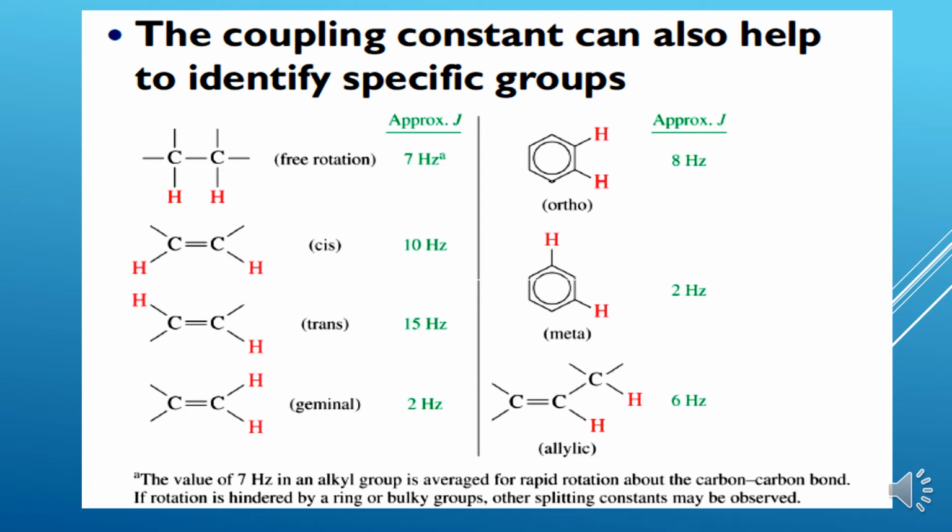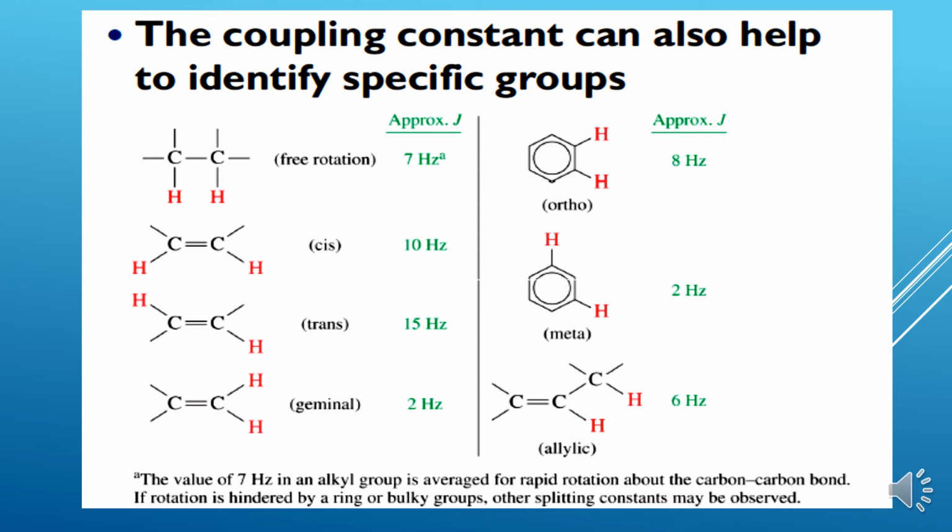And then cis and trans isomers, geometrical isomers. Normally cis has a smaller coupling constant value than trans. And again, geminal hydrogens, so 2 hertz splitting constants are possible. Ortho substitution 8 hertz, meta substitution 2 hertz, and allylic hydrogen 6 hertz. I hope with the help of these coupling constants one could also identify the specific groups present in the molecule.